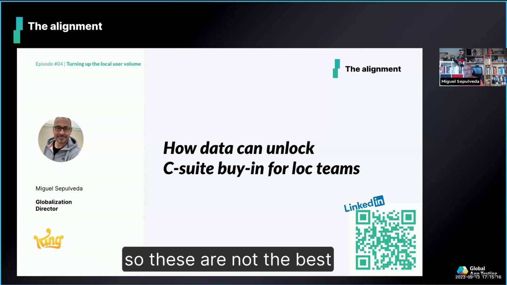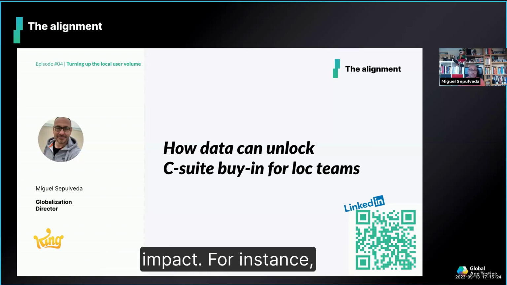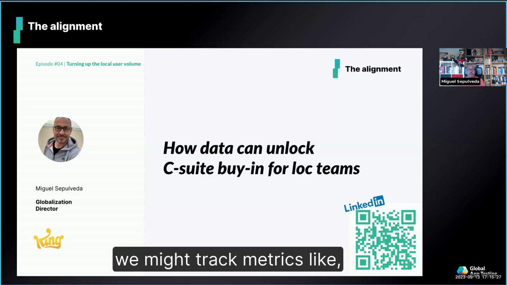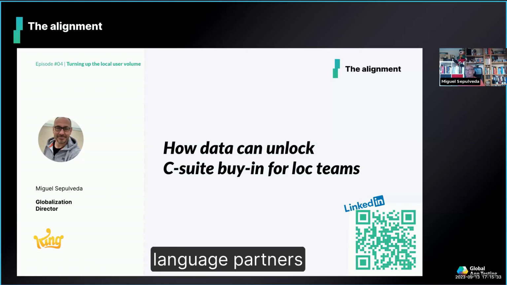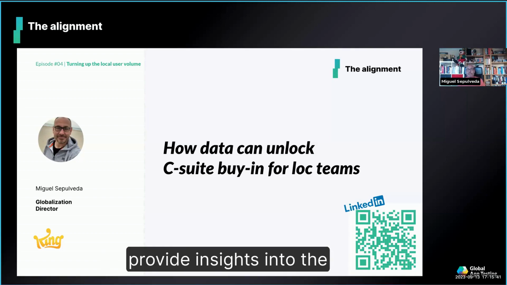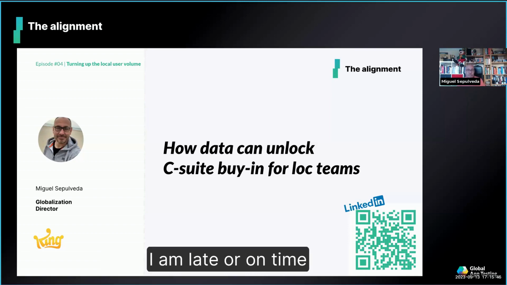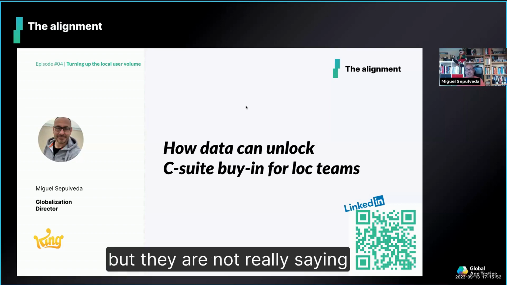So these are not the best metrics to show the product leadership team if we want to communicate the localization impact. For instance, in project management KPIs, we might track metrics like on-time delivery from our language partners, turnaround time, total words per content type. But these metrics don't really provide insights into the impact of localization. They help me to understand if I am late or on time for a project. They help me assess the volume I'm managing, so they are helpful, but they are not really saying anything about how we are contributing to product growth.